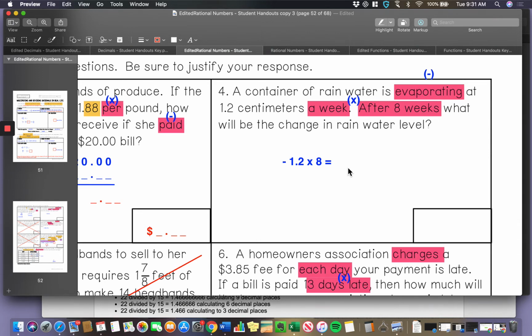So your answer is going to be negative, all right? And don't forget to put your units, okay? So it's going to be negative. And then don't forget to put your units.